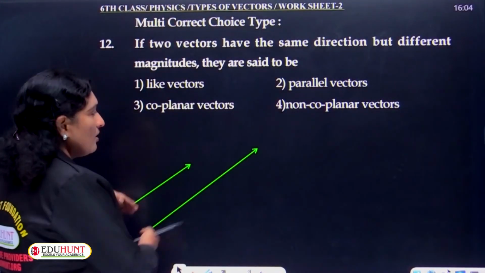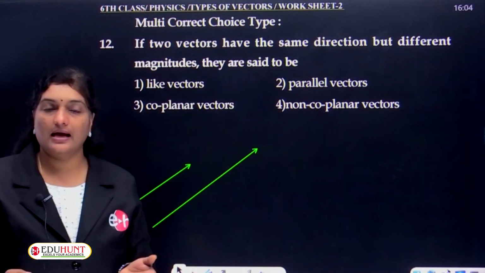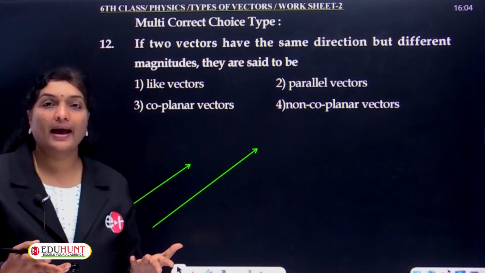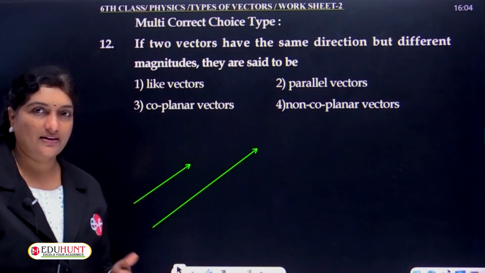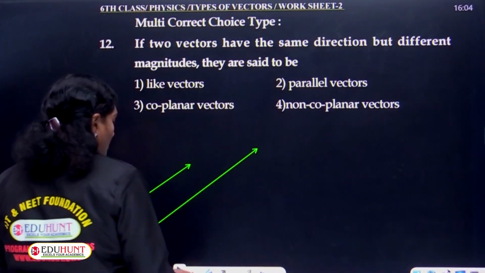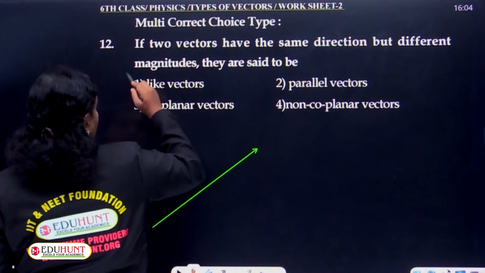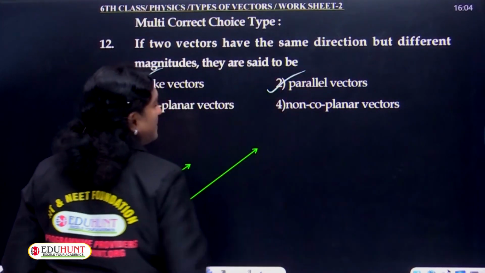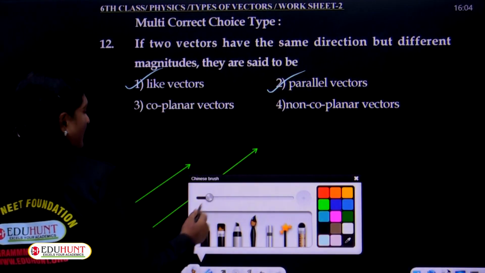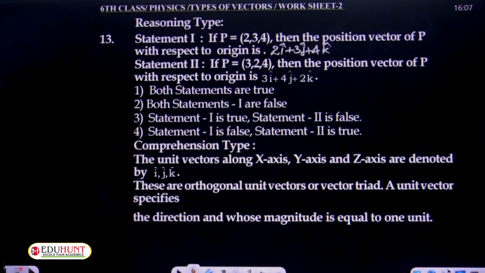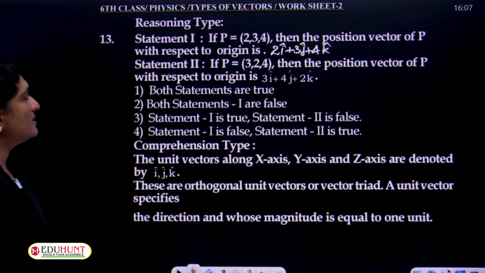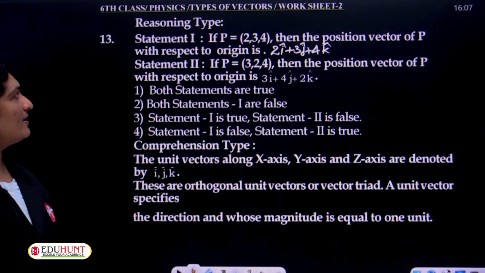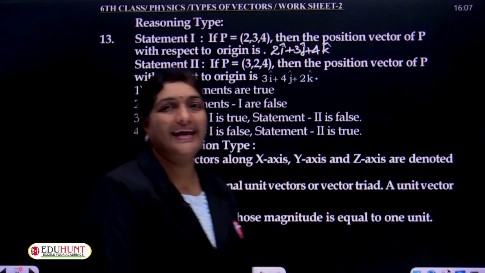And they can also be called two vectors of different magnitude but representing the same direction, also called like vectors, which we have already discussed. So two options are correct. One is option 1, like vectors. The other is option 2, that is also parallel vectors. Next is a reasoning type question. Two statements are given and you have to identify which one is true. First one, P is given as 2, 3, 4. Then the position vector of P with respect to origin is.